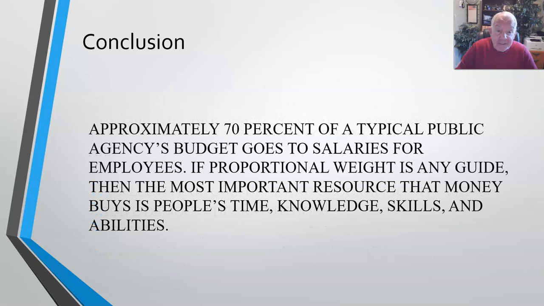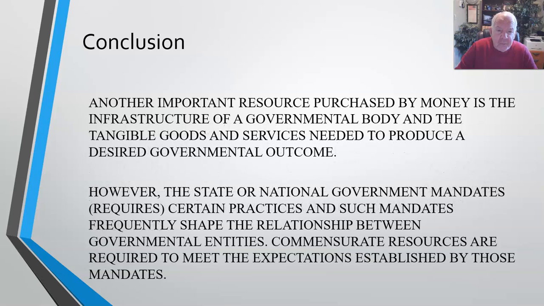Approximately 70% of a typical public agency's budget goes to salaries for employees. If proportional weight is any guide, then the most important resource that money buys is people, time, knowledge, skills, and abilities. Another important resource purchased by money is the infrastructure of a governmental body and tangible goods and services needed to produce a desired governmental outcome.